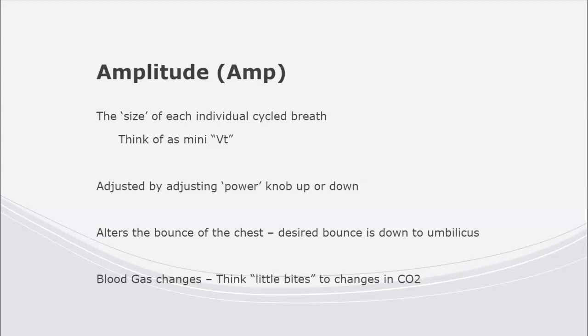When it comes to blood gas changes, whether it be arterial, venous, or capillary, I like to think of adjusting my amplitude as my little bites to change my CO2. They're what I would change if my CO2 was just a little bit off and I'm just trying to find our happy place on the ventilator. If my CO2 is just like 5 or so away from where I want it to be, either hyperventilated or hypoventilated, I would adjust my amplitude. I like to think of it as my little bites of adjustment.